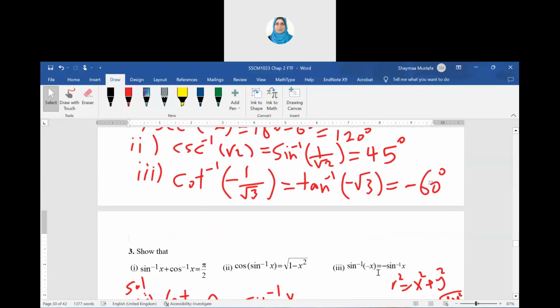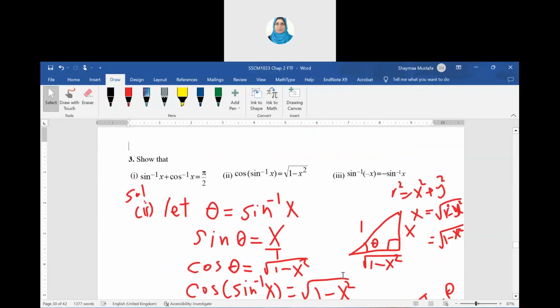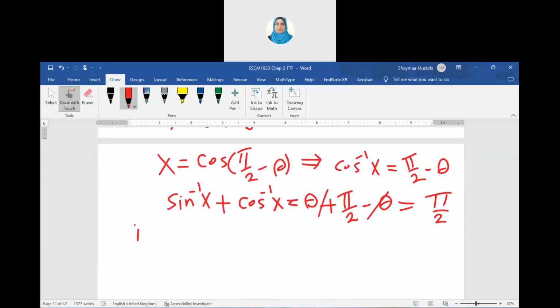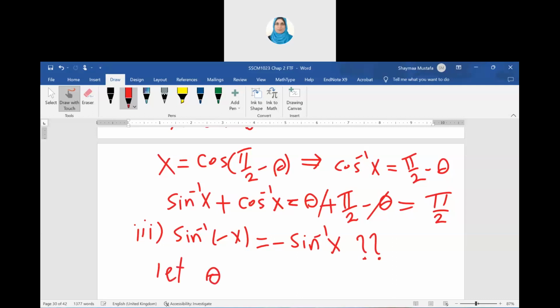Okay, go now for the third one. Sine inverse of minus x is equal to minus sine inverse x. We need to prove this one. I will start from here. Let theta equal sine inverse of minus x.